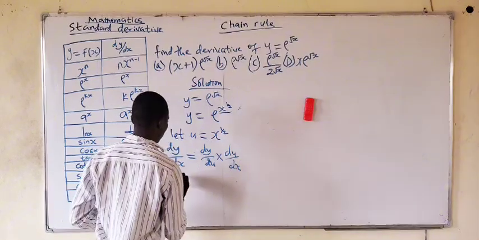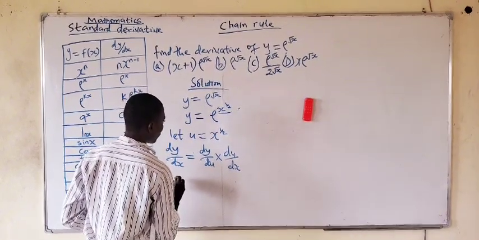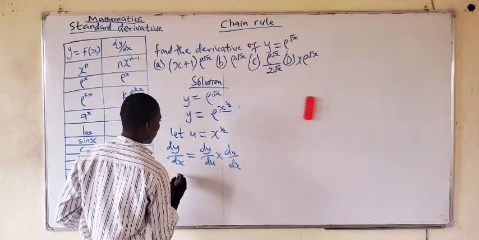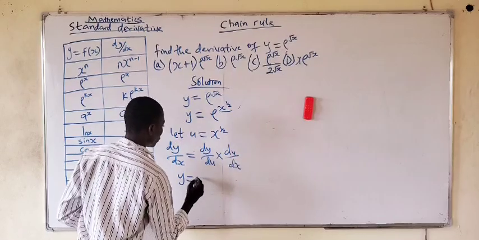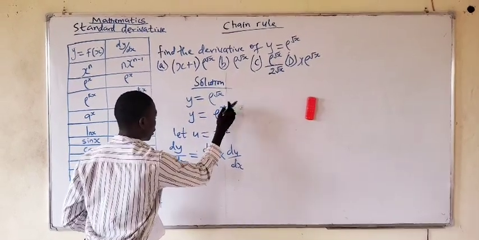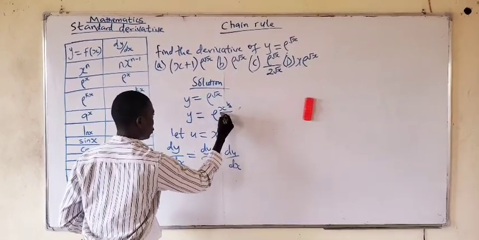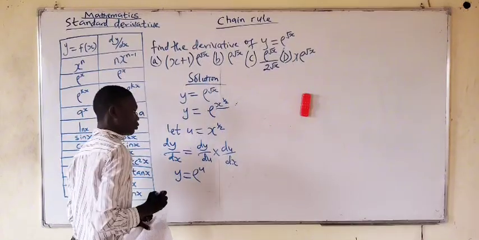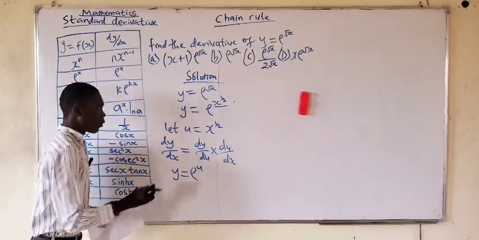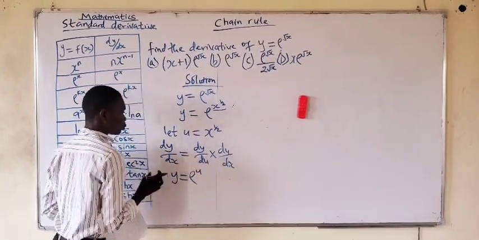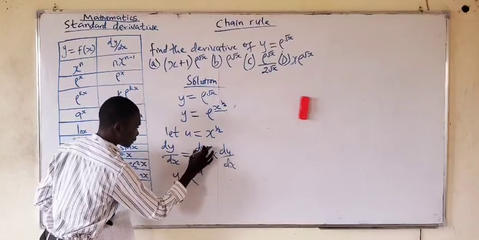Then we have y equals e exponential. When we have represented everything here to be u, you have something like this. So what are we looking for? We are looking for these two to get our dy/dx. So what is dy/du?